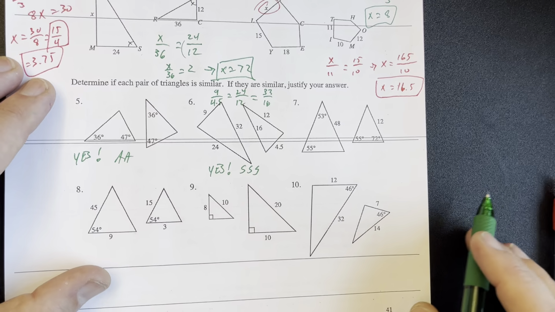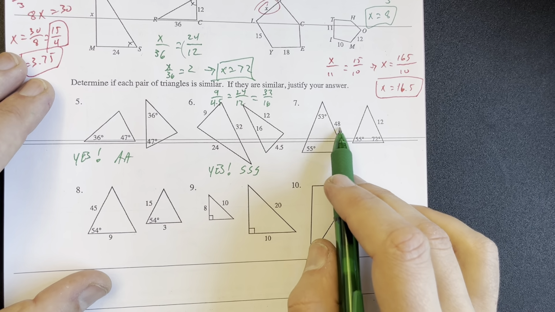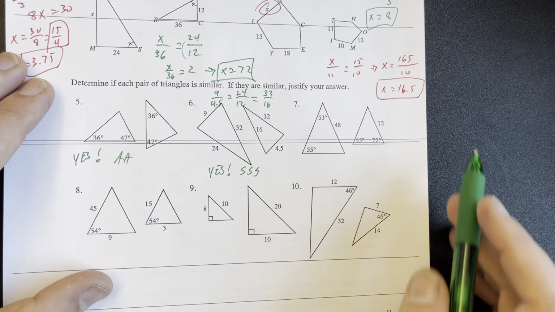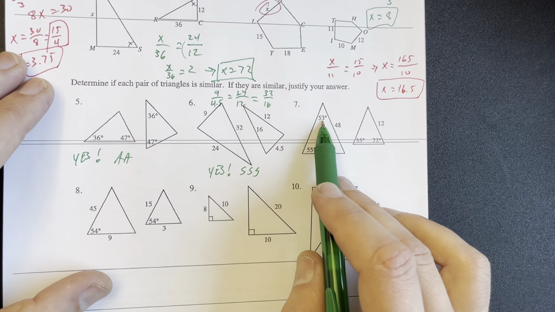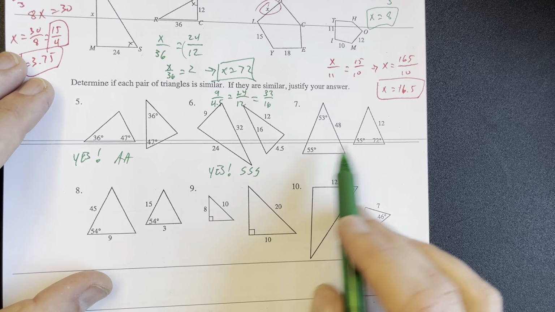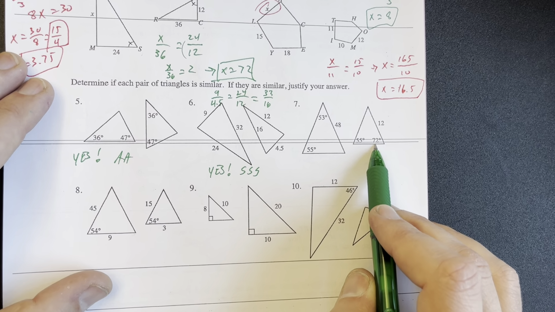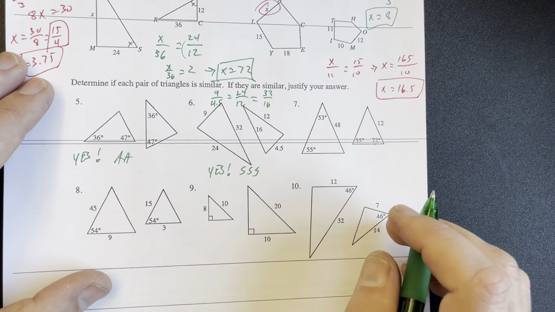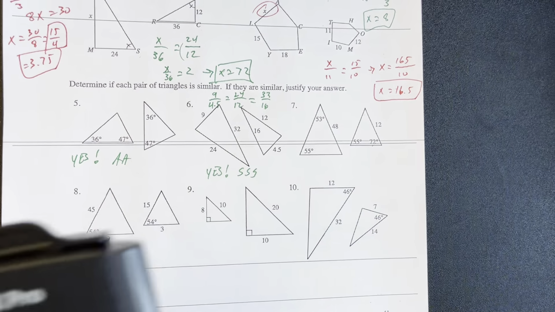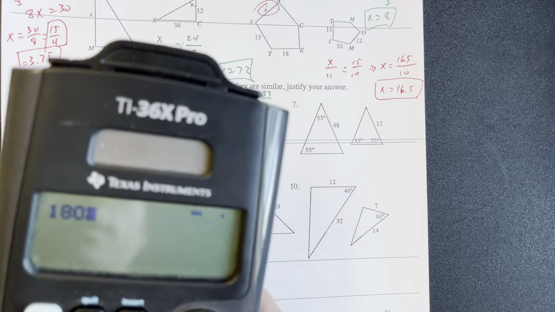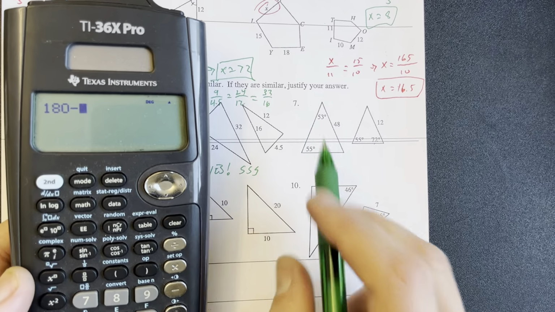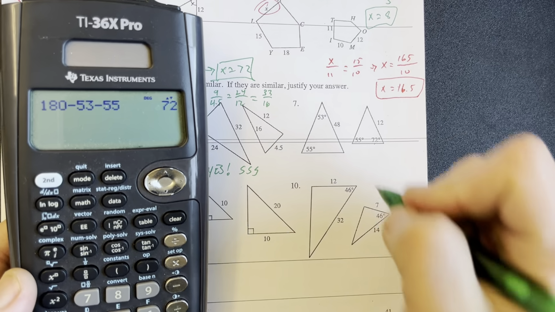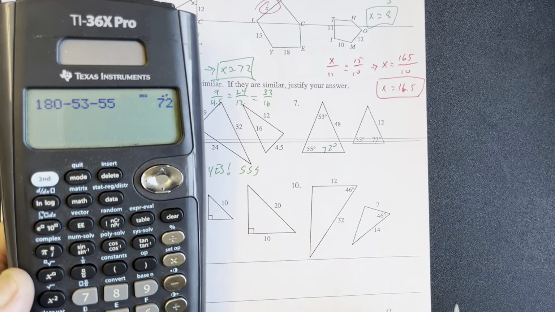Okay, number 7. We have side lengths of 48 and 12, and then we know nothing about any of the other sides. Okay, interesting. Then we have a 53-degree angle, 55, but over here we have 55 and 72. Remember the triangle sum theorem? Three angles inside must add up to 180. So if I take my calculator, I do 180, and I'm going to subtract 53, and I'm also going to subtract 55. Watch what happens. Boom. That means this angle here must be 72 degrees.